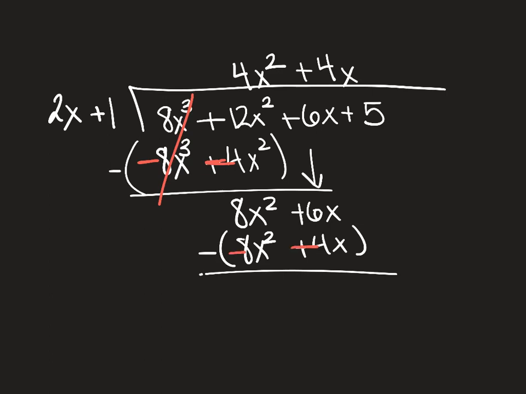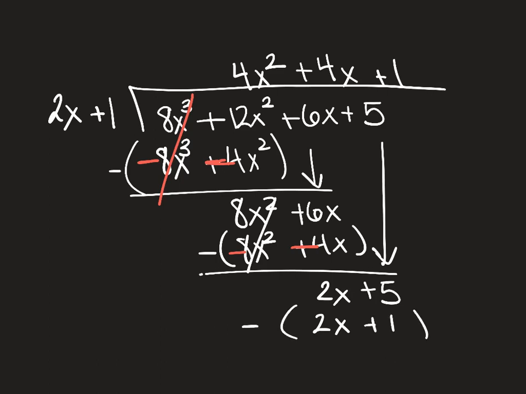Minus, minus. The first ones cancel off. 6x minus 4x is now a 2x, and you're going to drop down your plus 5. To make 2x become a 2x, you multiply by just a 1. 2x times 1 is 2x, and 2x times 1 is 1. Subtract your entire thing. Minus, minus.